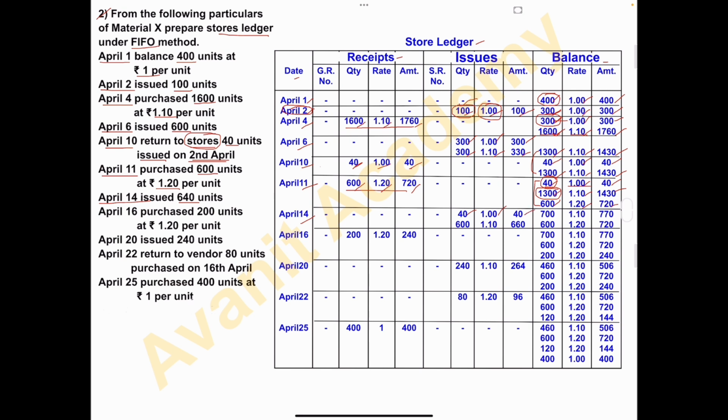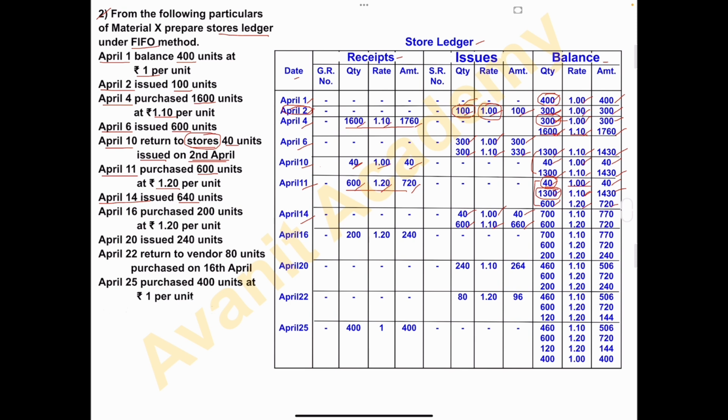Remaining 600 will take from this one, that is 1300 bag. Write here 600. The rate per unit of this stock is 1.10. So this rate will take here, 1.10. 600 into 1.10 and the amount is 660. So total 640 units we have issued here.